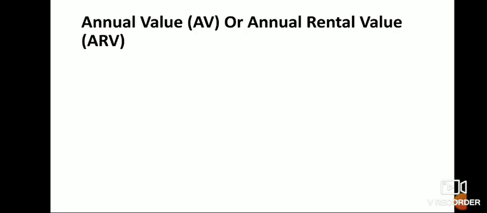So we'll continue with our topic, income from house property. Income from house property is a separate income head for calculating the tax payable by an assessee. For the purpose of calculating tax, we first have to find out the annual value or annual rental value.